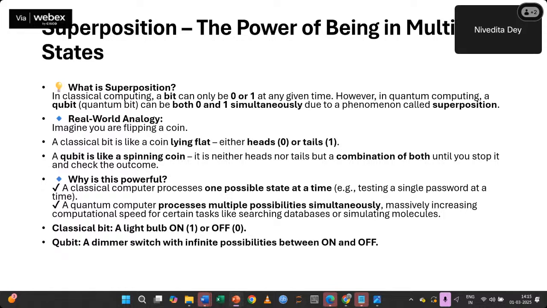So the first property was superposition. It is the power of being in multiple states. So what was superposition? We discussed it's a property that a quantum bit can be thought of to be in multiple states, or having multiple probabilities, simultaneously at the same point of time. That is the meaning. In very easy language, if you have only one quantum bit, say for example, it can be either a 0 or 1 or both.